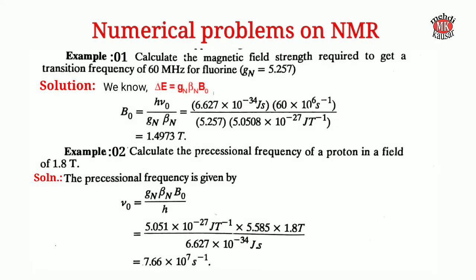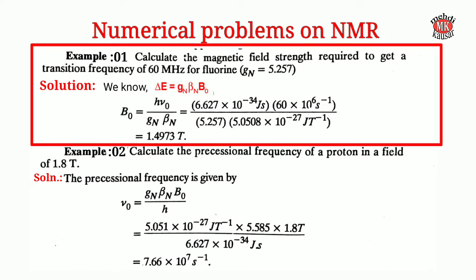Now let us solve some numerical problems based on NMR. In the first example, we have to calculate the magnetic field strength required to get a transition frequency of 60 MHz for fluorine. The value of Gn is given as 5.257. This is a very simple problem.